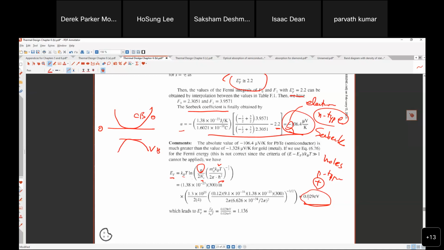So 0.029 is Fermi energy about here. Sometimes it is a minus. We like to have somewhere here, but it's okay, close to. Once Fermi energy, then you know what happened.